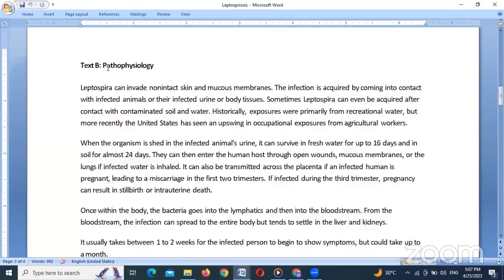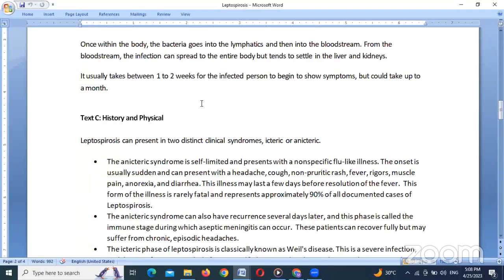Then go to text B, that is pathophysiology. Pathophysiology is how this infection works, how it starts. It is just like a life cycle. It comes in contact with skin and membranes, infection is acquired through contact with urine, then the incubation period, then it enters the host and multiplies there. So these things are written about the life cycle and pathophysiology.